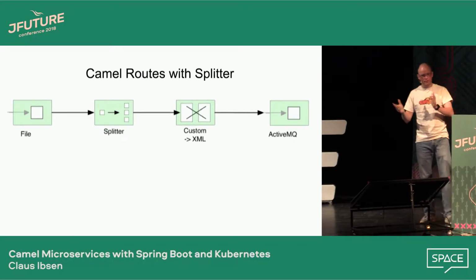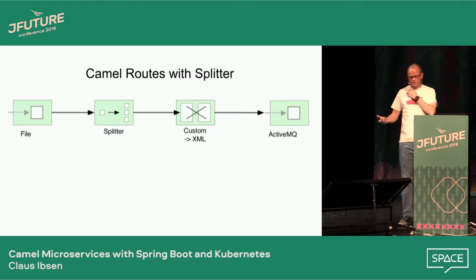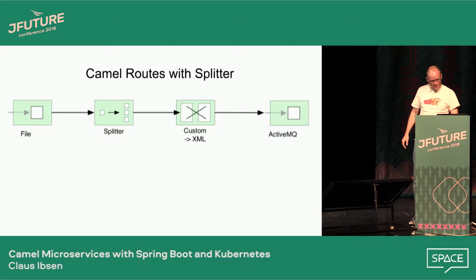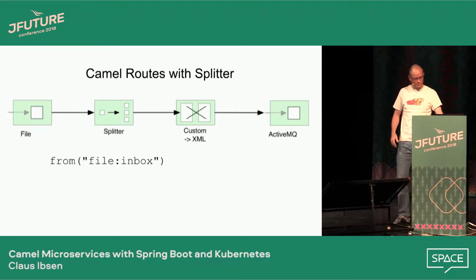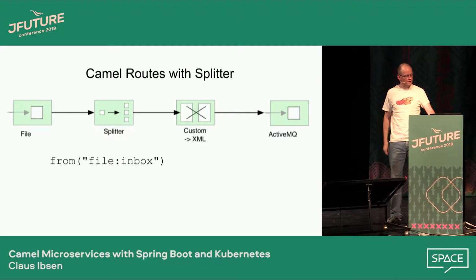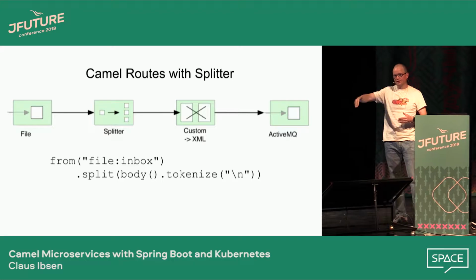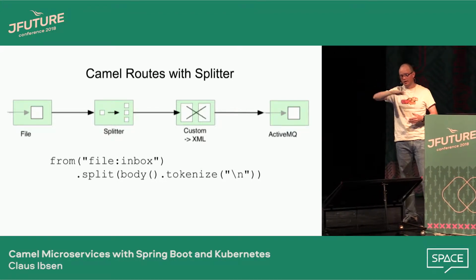You can illustrate that on a whiteboard, for example. But what we like to do is also to write it down using English words. So in Camel, you can do this with the Camel DSL. You can just say from file, we need to do a split. And then we need to split the message body using a tokenizer. And the tokenizer is the newline character. So you split it line by line.